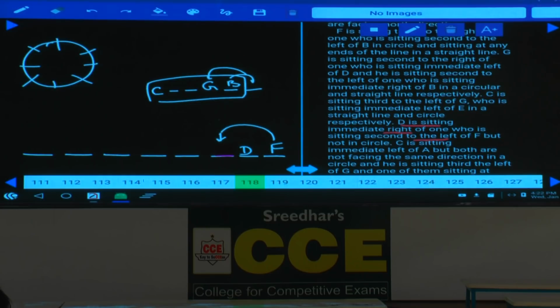D is seated to the immediate right of the one who is seated second to the left of F, but not in a circle. Hence D and F are fixed. As D and F are fixed, now we need to identify the remaining. How many persons are remaining? There are 6 persons, so those are 1, 2, 3, 4, 5, 6. Hence where should this C be? C must be at this place, blank, blank, G, and if G is here, B will be here. This is the information we have.